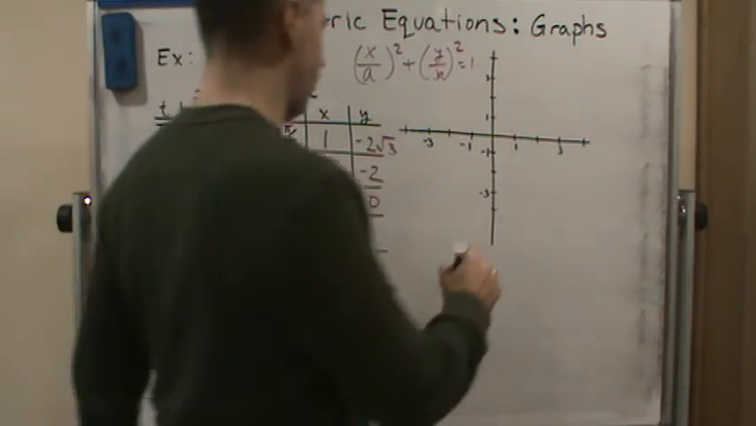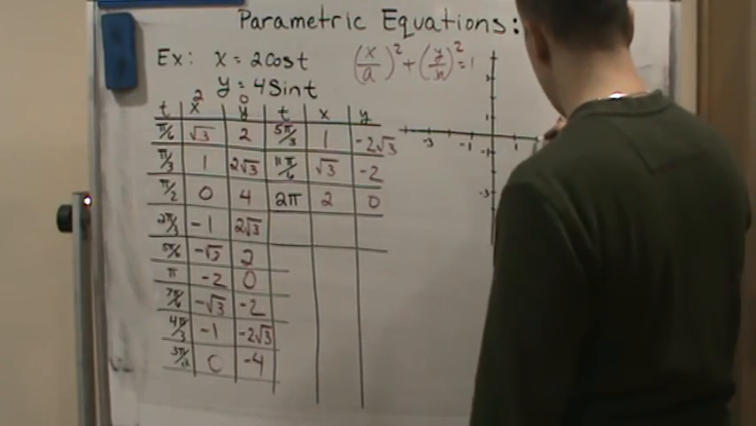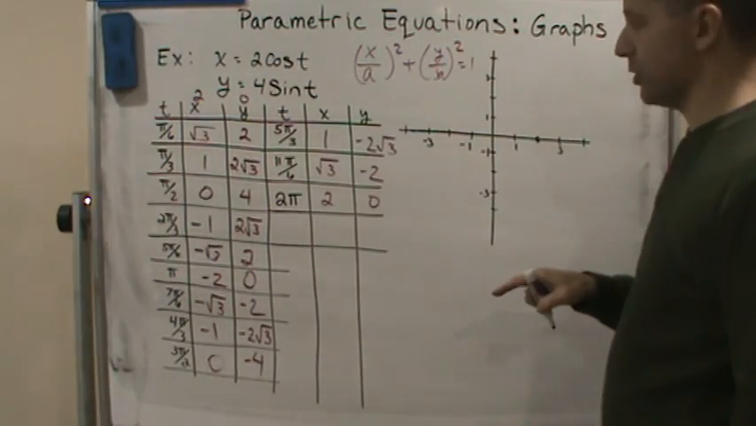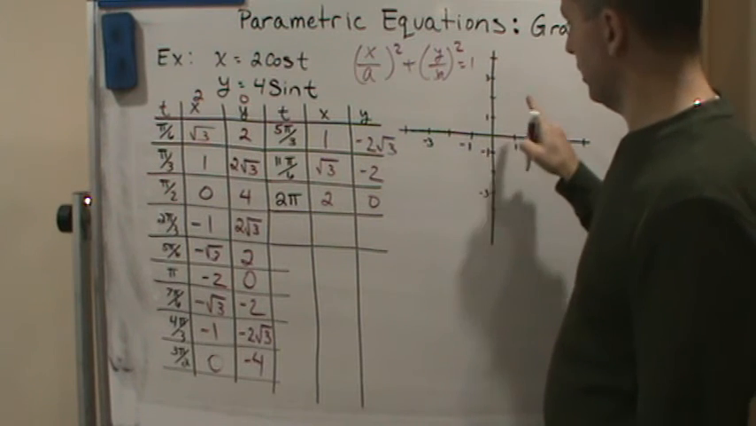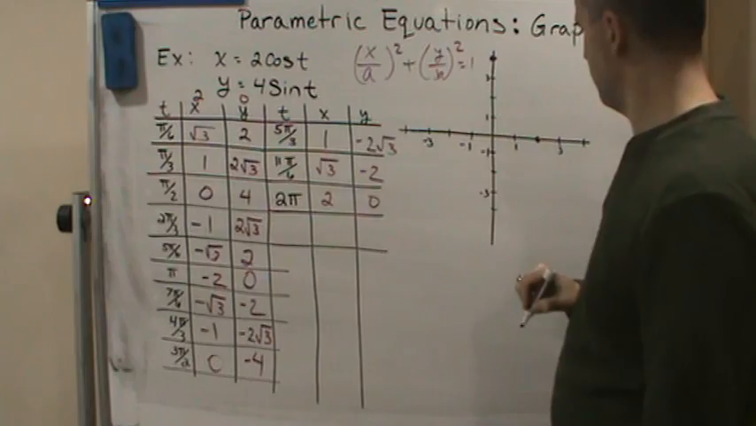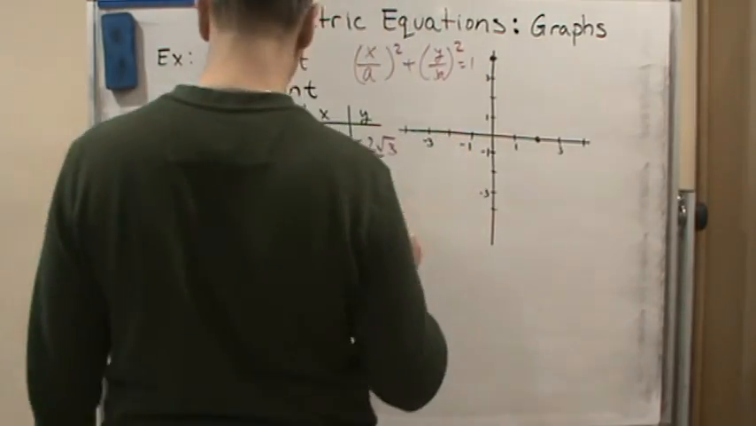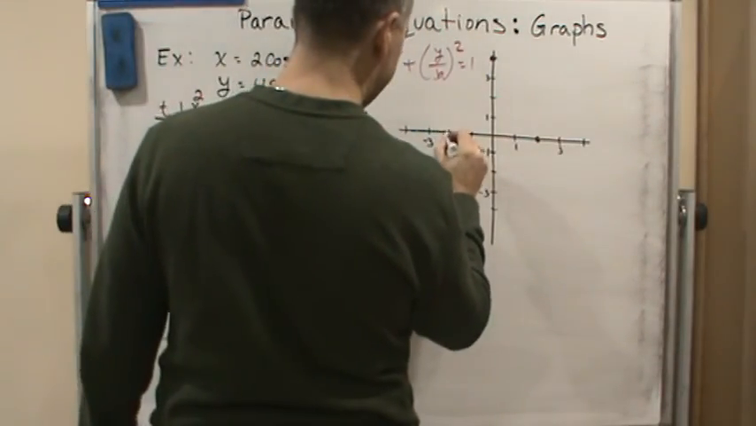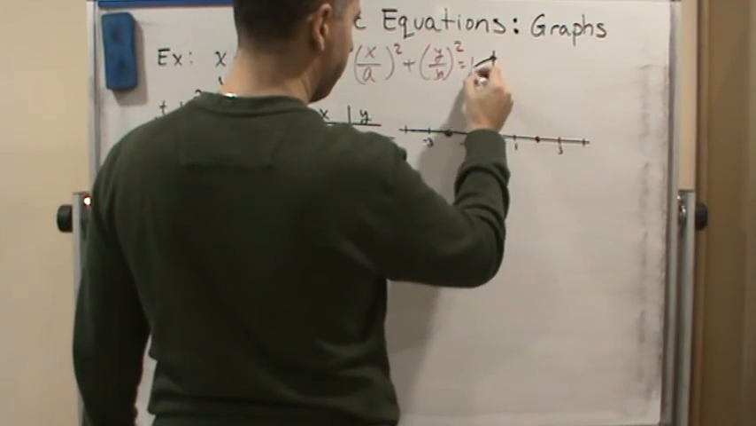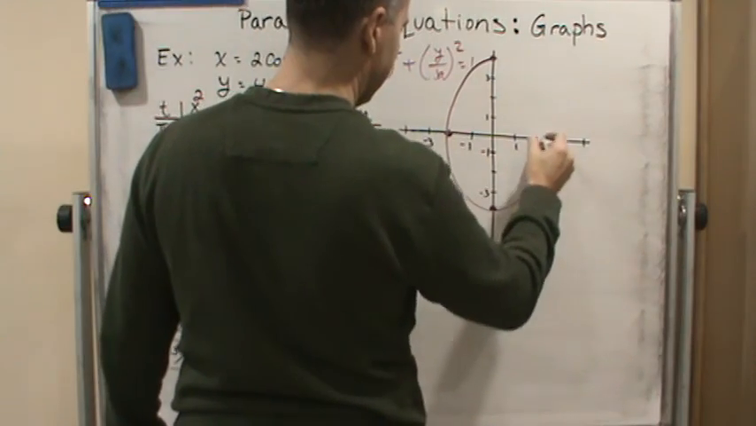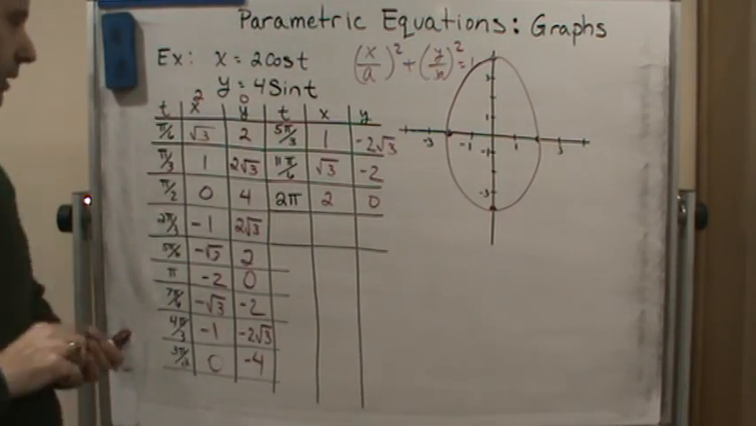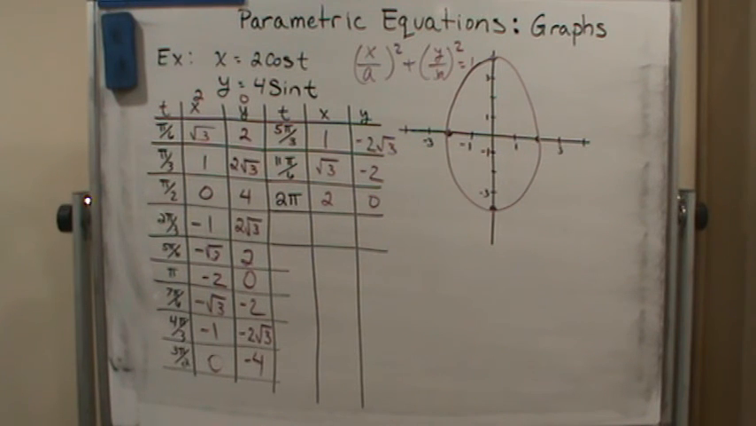So we have 2, 0, right? So it's going to be 2, 0 here. And it's centered at the origin. So it's going to be here, 4, 0, 4. So that's going to be up here. And then over here. Hold on a second. Yeah, that's right. So we're going to have here and then here. And so our ellipse is going to look like that.